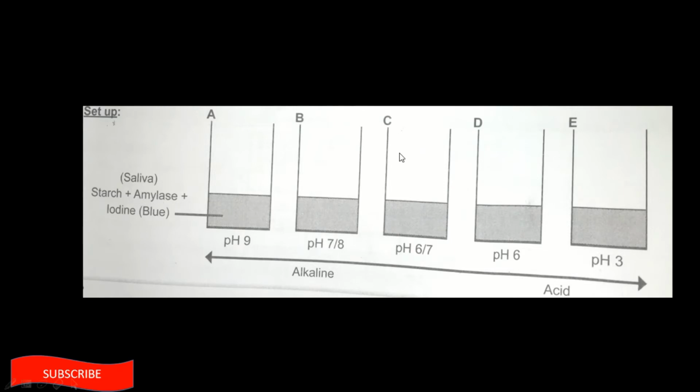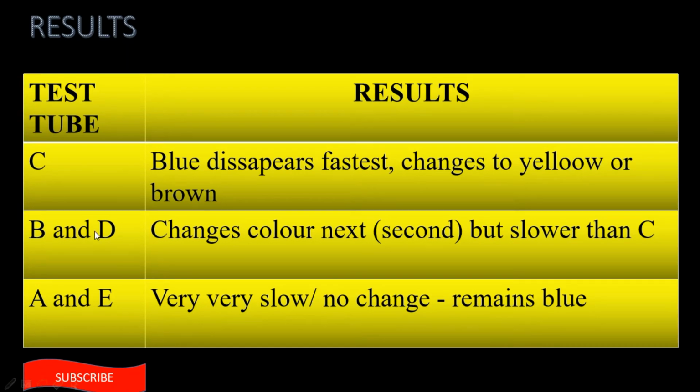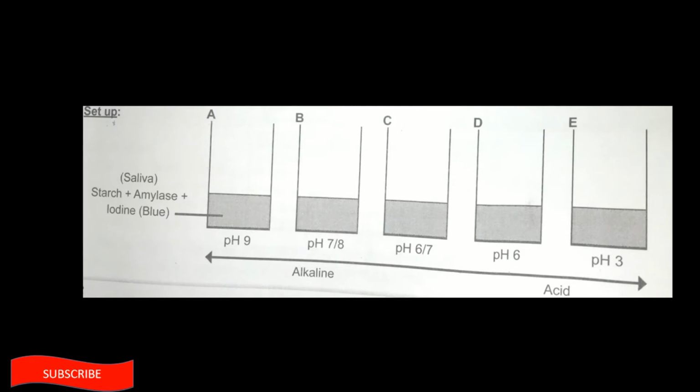Hence, your test tube is changing from blue to yellow. And then test tubes D and B change color next; they will follow C. We are told that the changes in these 2 test tubes are slow compared to C. So test tube C is the first one to change color. From there, the next test tubes to change color are test tube D and B. The reason for that is because they are near the range.